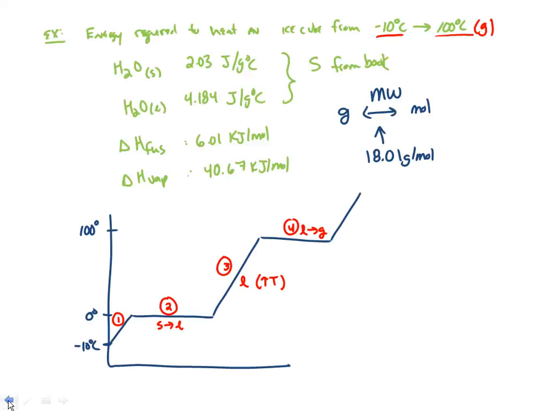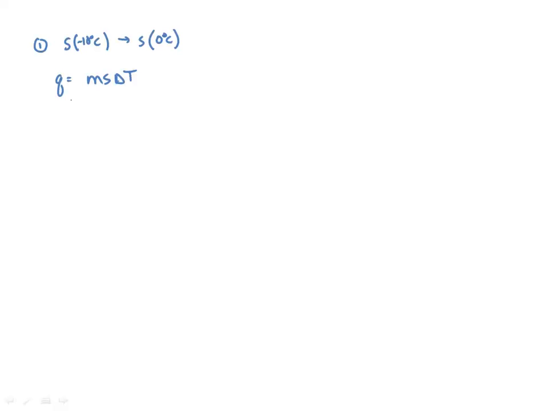So step 1 is simply going from a solid at minus 10 degrees Celsius to a solid at 0 degrees Celsius. That's just Q equals ms delta T. And I forgot to add, and I always forget to do that, assume a 100 gram sample, just because that's a nice easy number to use. So if I do Q equals 100 grams times S, which is 2.03 joules per gram degree Celsius, times my change in temperature, which is 10 degrees Celsius, I can get that value.